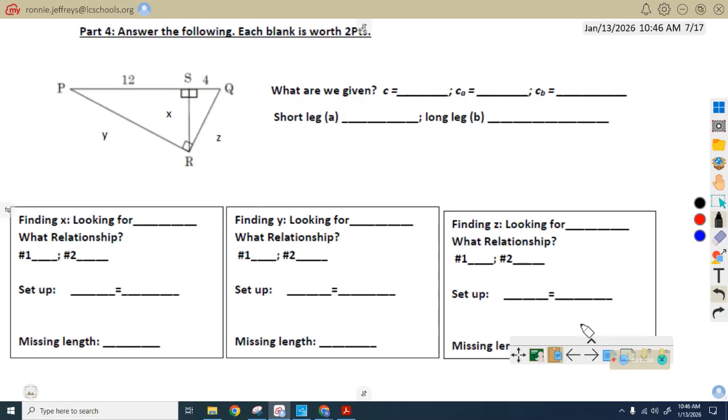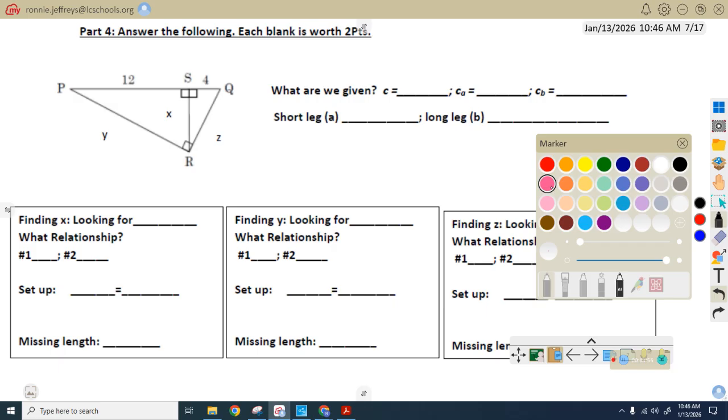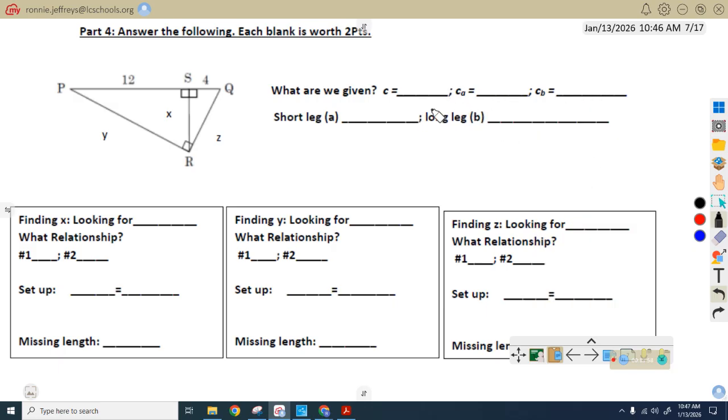All right. Now, part 4. Lots of blanks here. 1, 2, 3, 4, 5, 6, 7, 8, 9, 10, 11, 12, 13, 14, 15, 16, 17. So this whole thing is 37 points. Okay, now, also please understand that these problems down here are based off these problems up here. Okay.